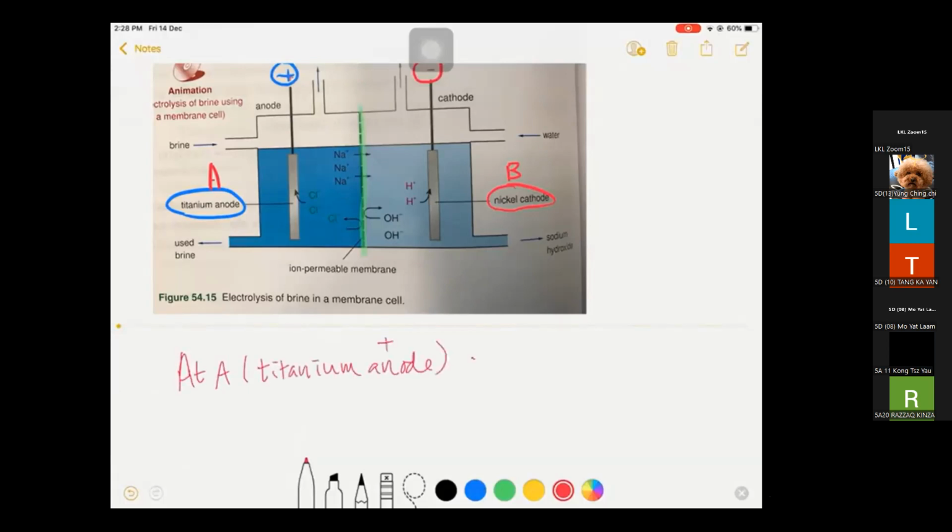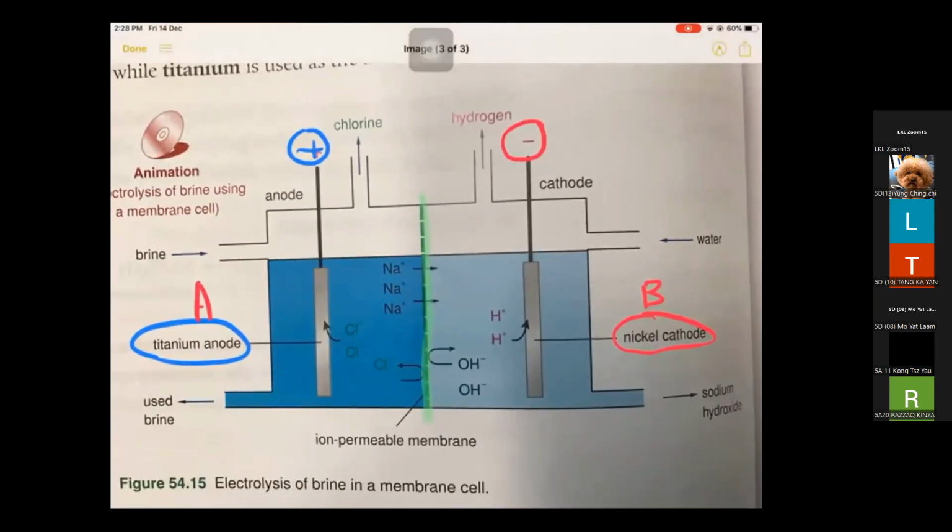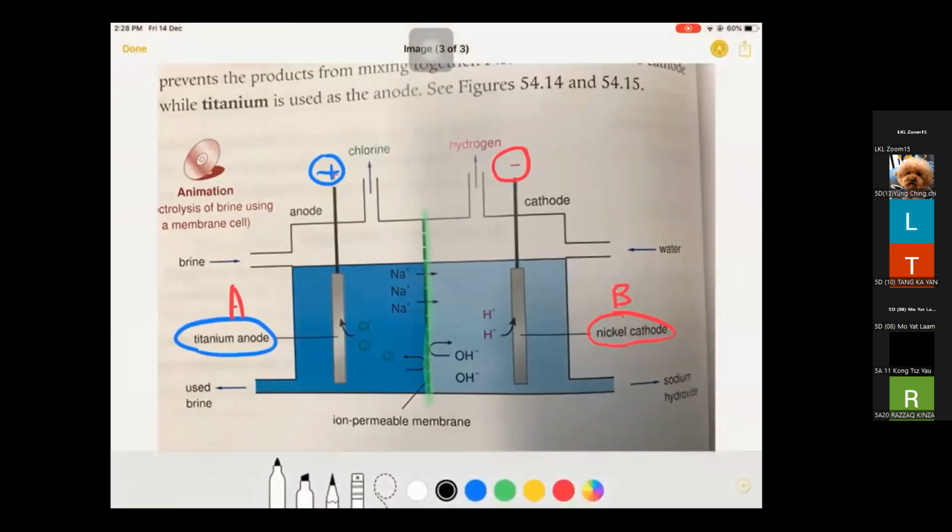Anode means positive electrode. The positive electrode must attract negative ions. Now in the solution, we have chloride ions and hydroxide ions. Sorry, I missed something. The structure of this cell membrane is that NaCl is only fed into the anodic compartment. Can you see that? NaCl is not fed into the cathodic compartment. In the cathodic compartment, it is simply acidified water. That means the original blue brine solution and the acidified water, the red arrow, are separated by the membrane, okay?